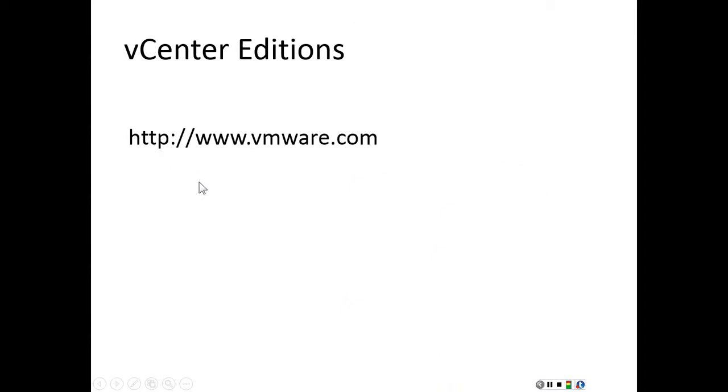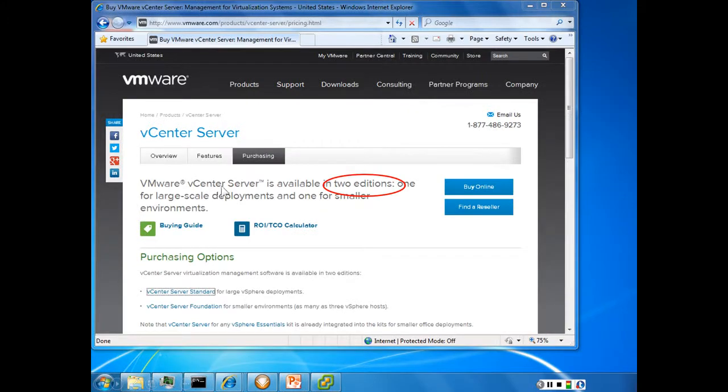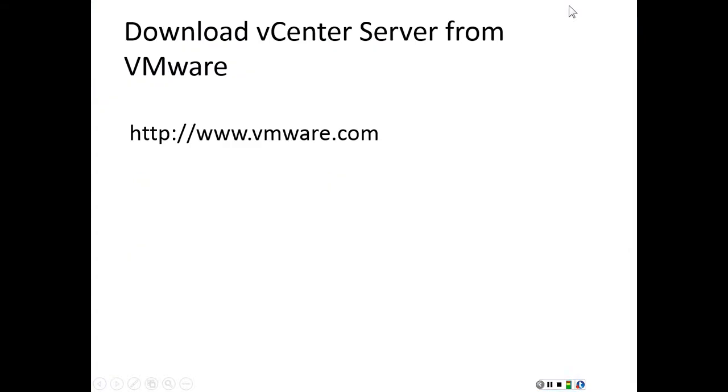vCenter Server editions. If we go to VMware.com, we will see that vCenter Server has two editions. There is vCenter Server Foundation, which is only good for 3 ESXi hosts, and that's only for very small organizations. What we are going to use is vCenter Server Standard, which is for medium and large organizations. So let's download the vCenter Server installation ISO from VMware.